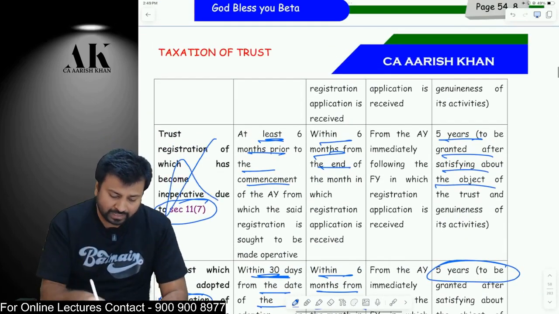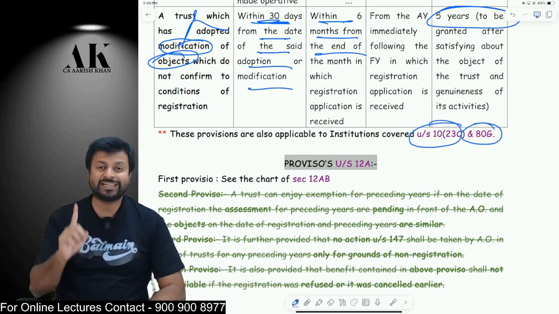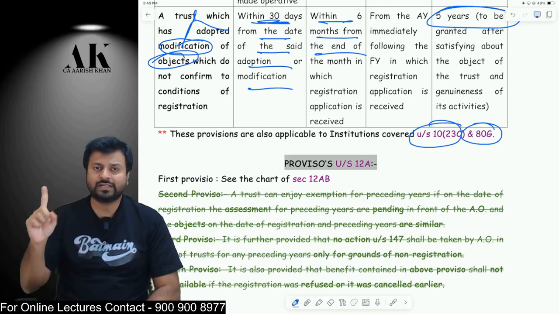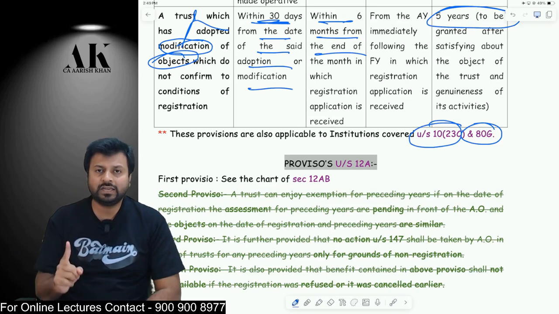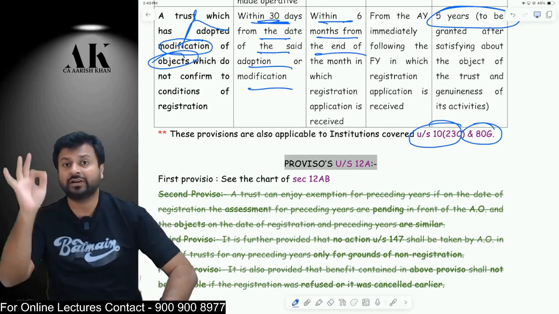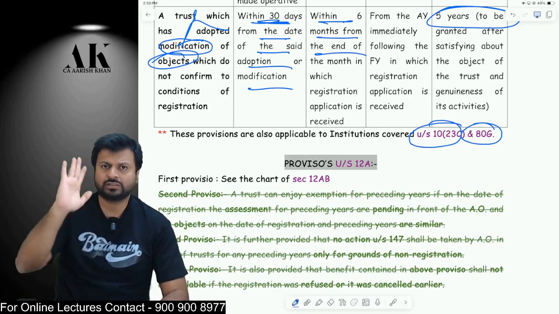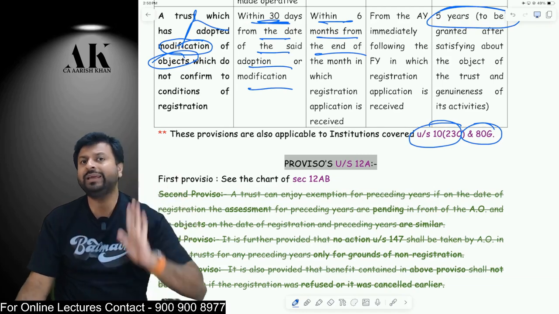Now, apart from the last 2 points, the first 4 points are also applicable for an institution which is registered under 10(23C) and a donee which is registered under 80G for receiving donation. So even a donee which is registered under 80G, an institution which is registered under 10(23C), those people also have to make a fresh application. Those people also have to follow the procedure which I have told you just now, except the last 2 points. Okay, the first 4 points everybody has to follow. The last 2 points only 12AB trusts have to follow.